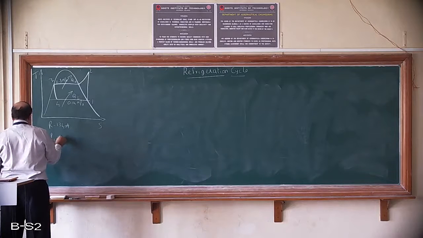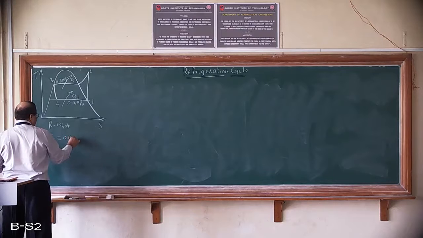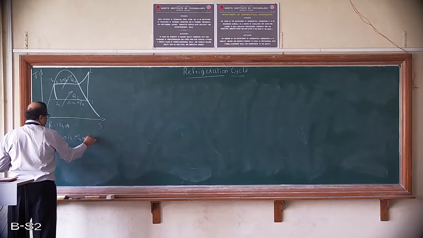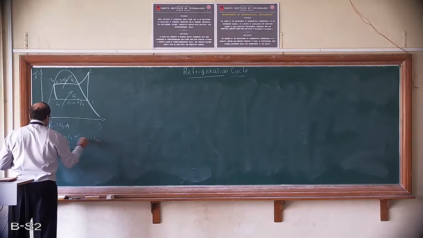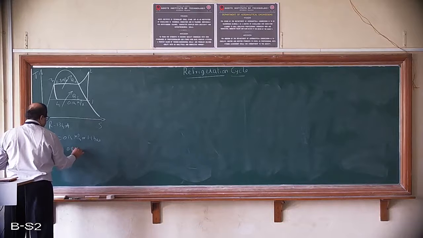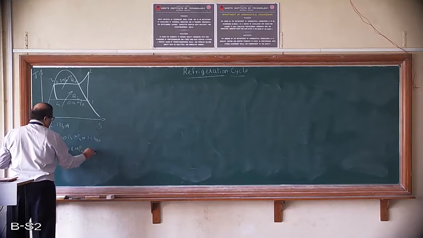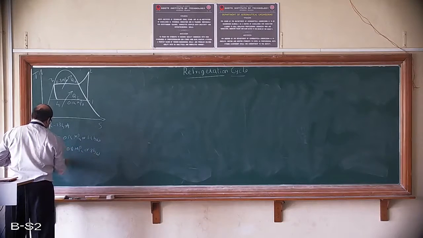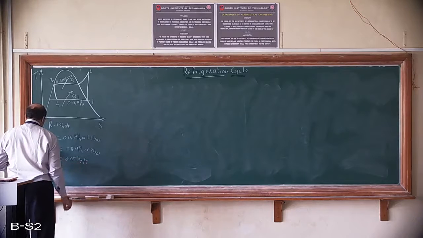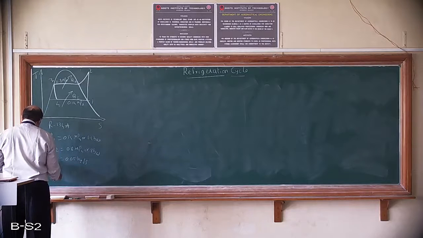P1 is at 0.14 megapascal, or if you want it in bar, 1.4 bar. P2 at 0.8 megapascal, or 8 bar. M dot is 0.05 kg per second. Then what needs to be found out?